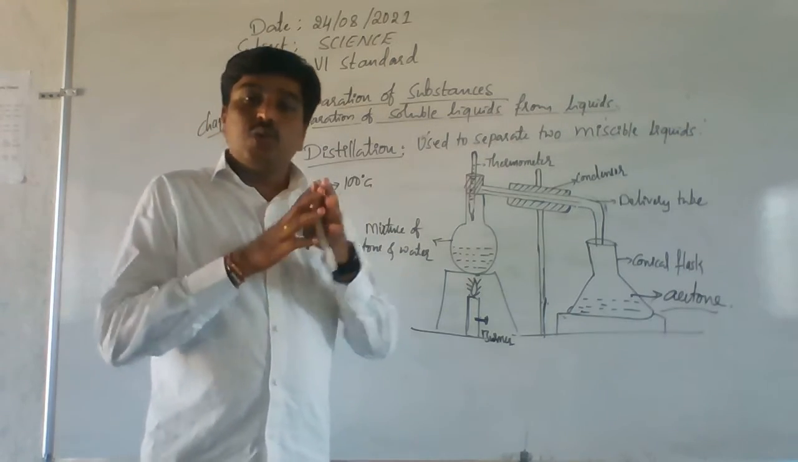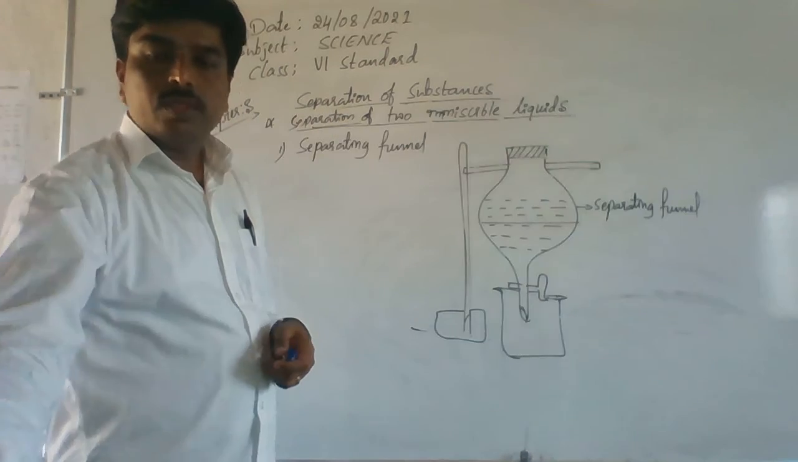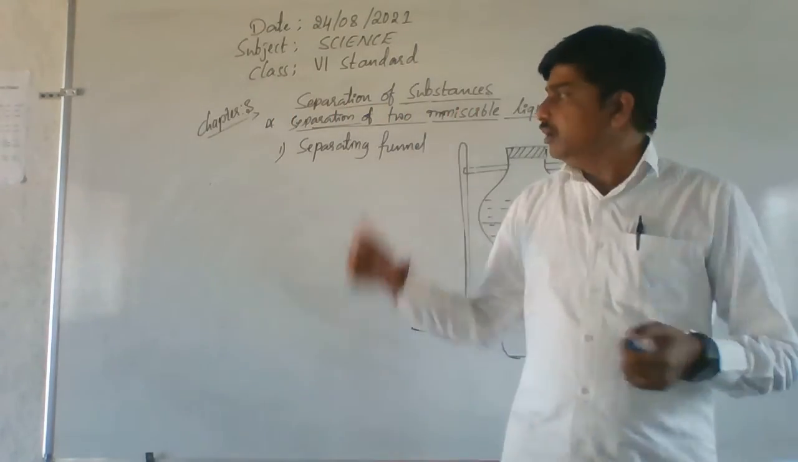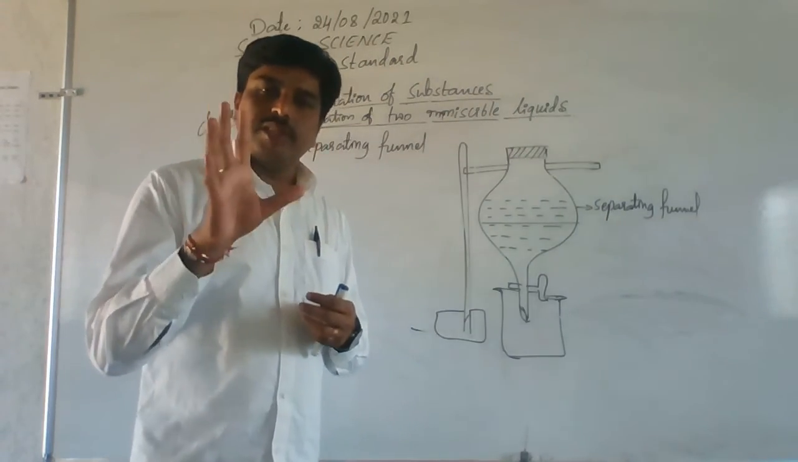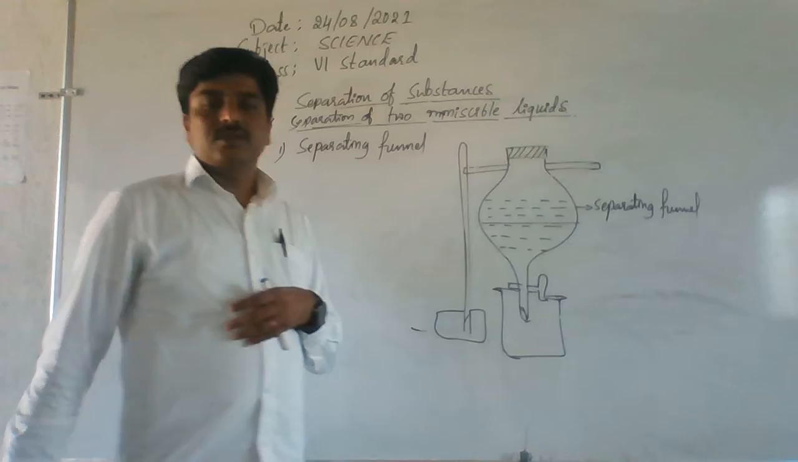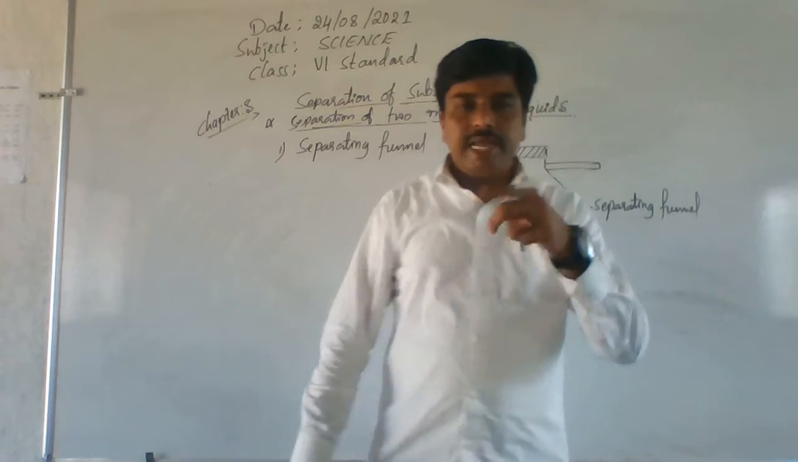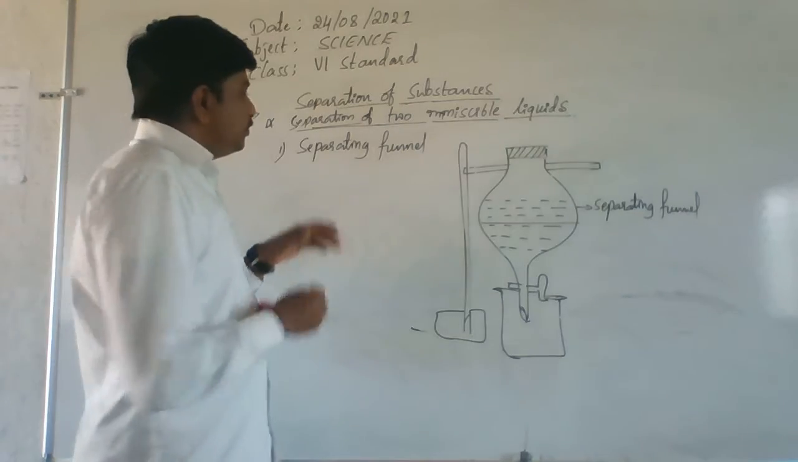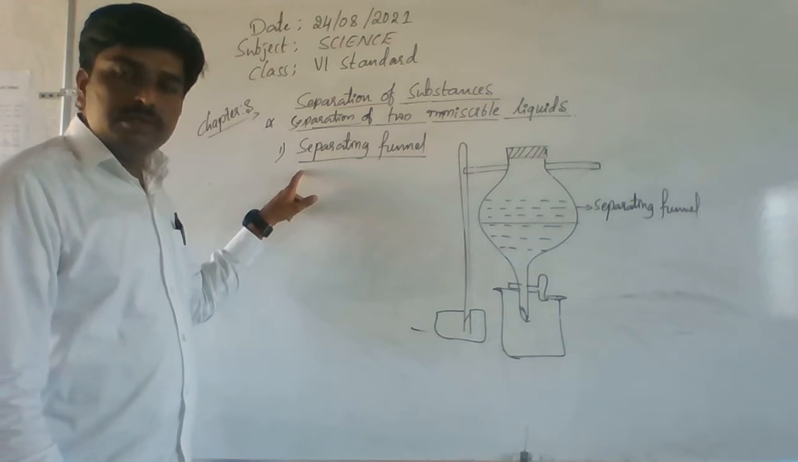Then, how can we separate two immiscible liquids, sir? Very easy. Let's see the next method: separating two immiscible liquids. So how can we separate two miscible liquids? By using the distillation method. Now here is the separation of two immiscible liquids. Immiscible means the two liquids cannot mix with each other. The best example, as I already told you, is water and oil.